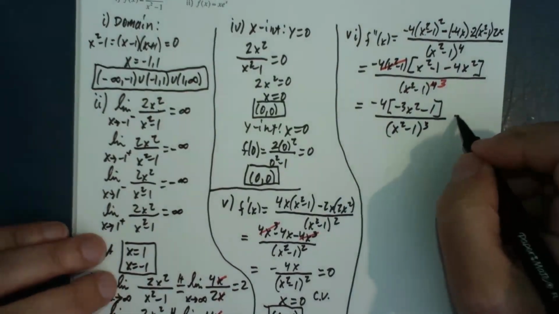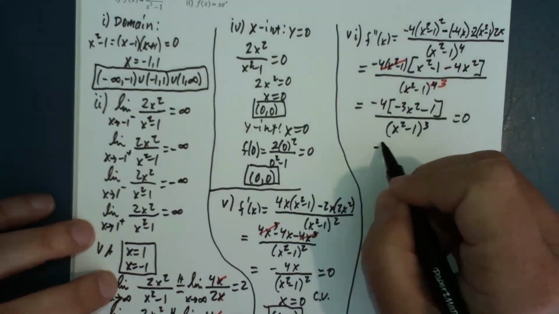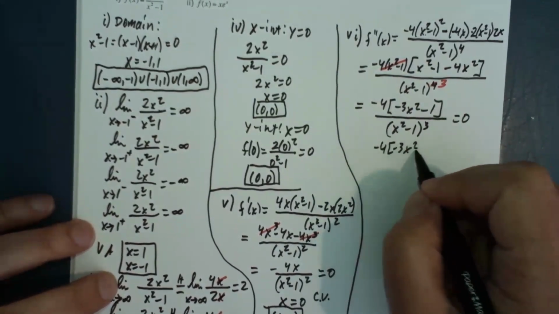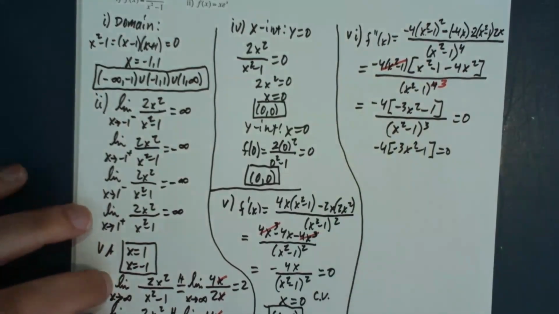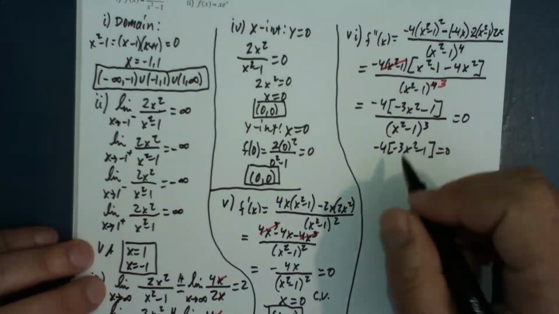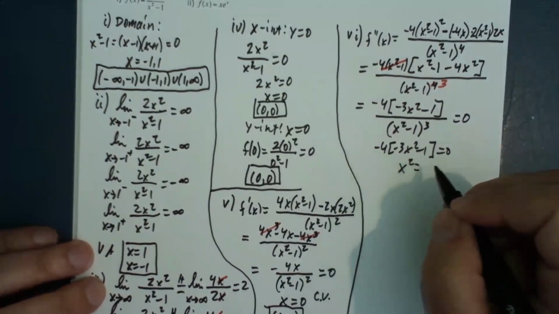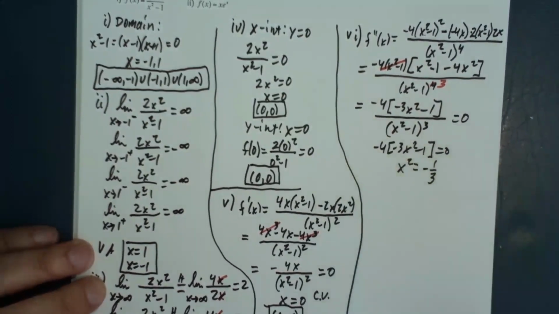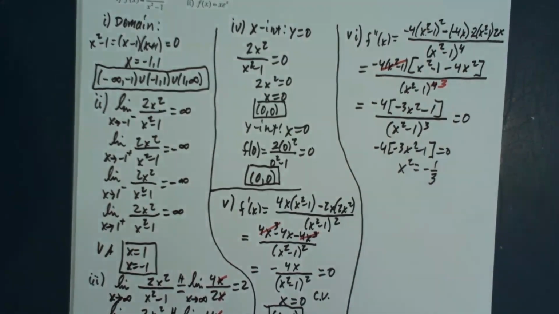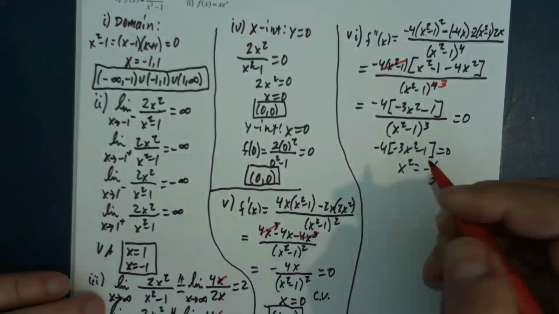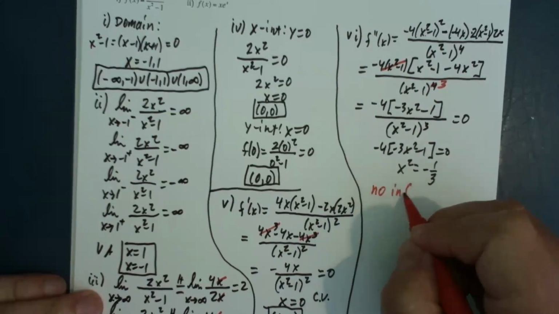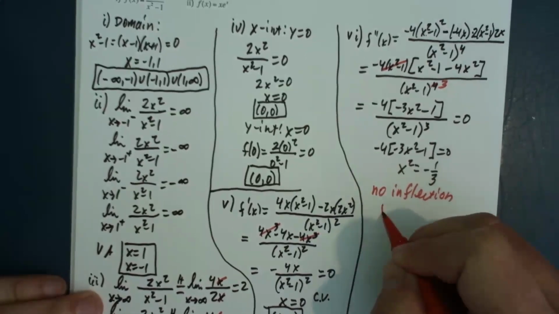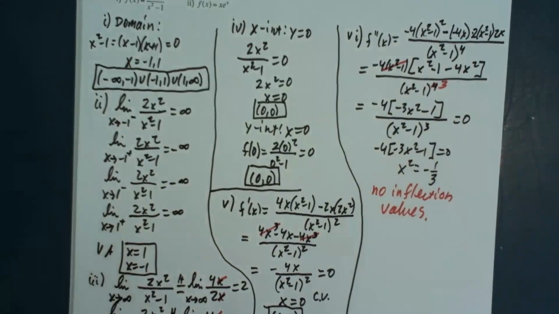And I'm going to have to set this equal to 0. Divide the negative 4 out, that's easy. Add the 1, divide by negative 3, we end up with x squared equals negative 1/3. And that means we don't have one because we can't have a real number squared and have it equal a negative. So in this case, there are no inflection points. There you have it. So let's work on the second one here.